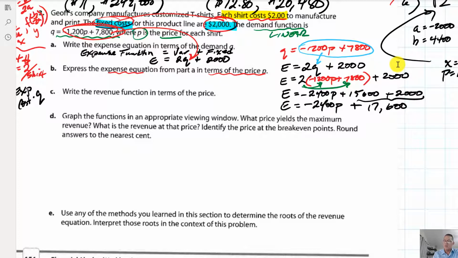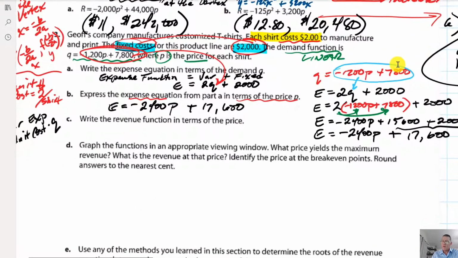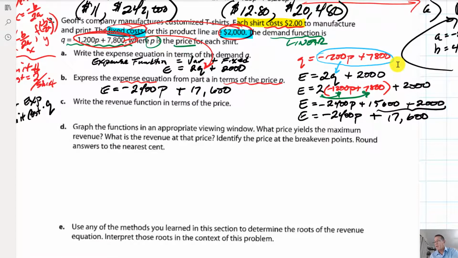So now we have an expense function in terms of the price, which is important because I have to graph this. If I'm going to graph it with the demand function, everything has to be in terms of the price. That's one of the reasons we had to do that. If we're going to graph it on the same graph like we did in number 1, notice that the horizontal axis is in terms of price. You have to represent your expenses in terms of price as well. Very important when you graph multiple functions on the same graph that you use the same quantities for the independent and the dependent variables.